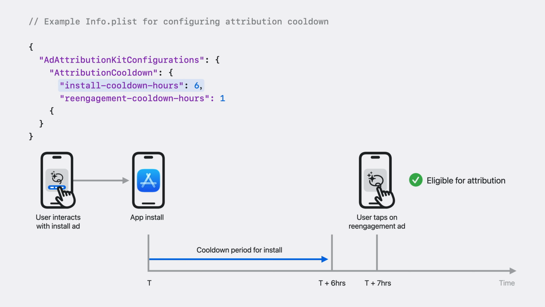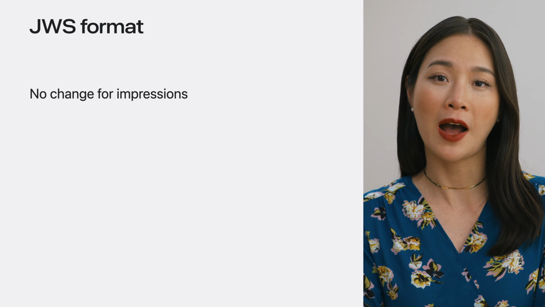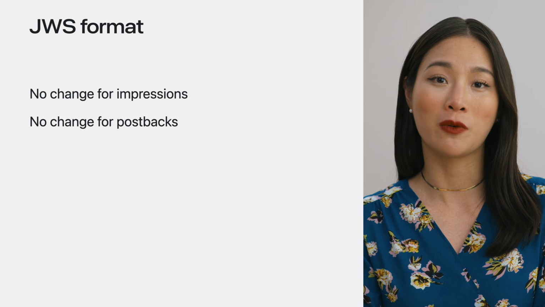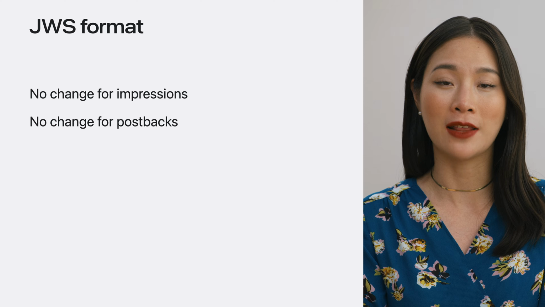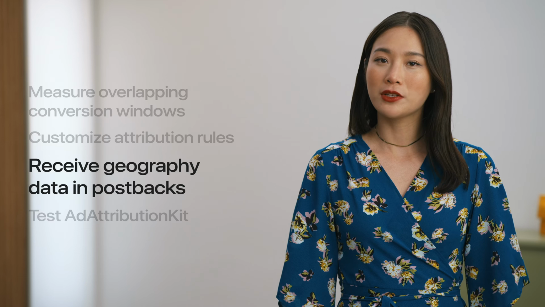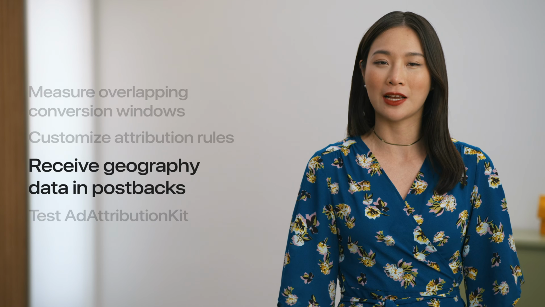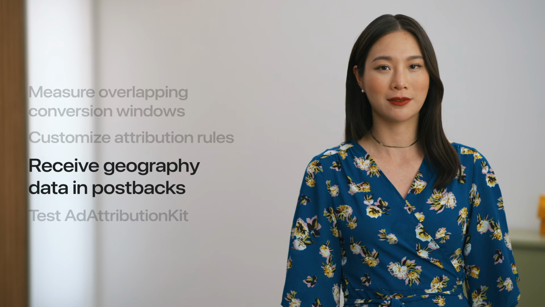If, let's say, the re-engagement ad tap and app open happened 7 hours after the install, then the re-engagement will receive an ad attribution. For both configurable attribution window and attribution cooldown, the JWS format will remain unchanged for the impressions and the postbacks. Aside from these configurable features, we've also added new geography information to postbacks that will help you measure the success of your ad campaigns in different countries.